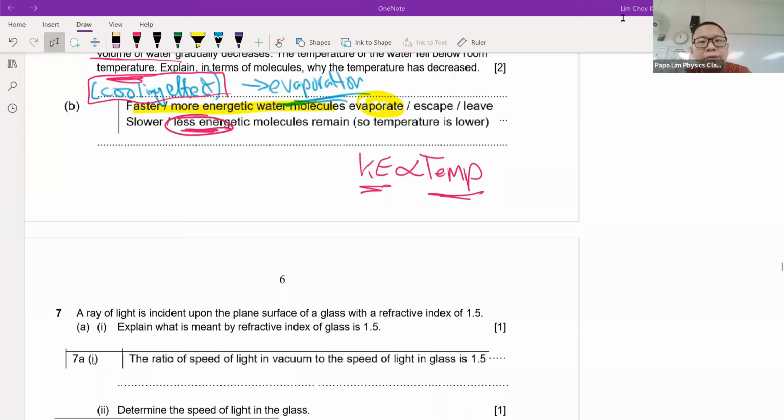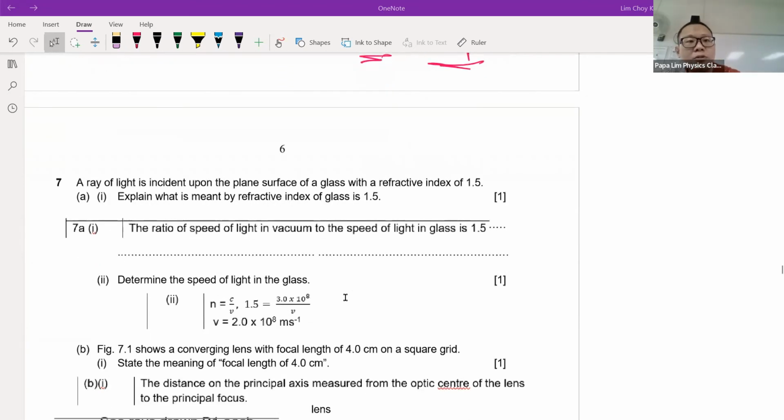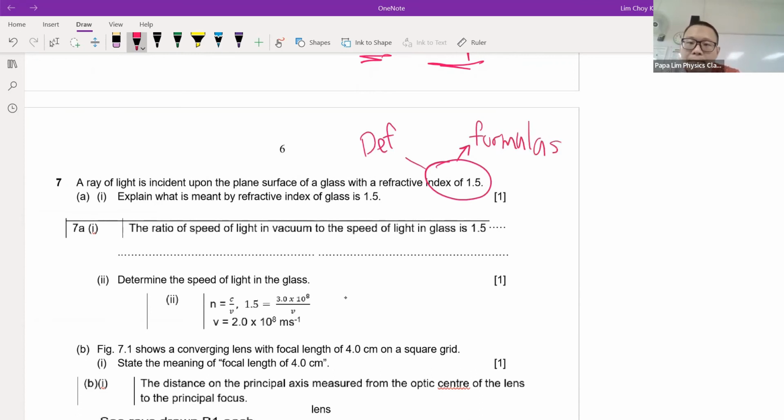Now for question 7, it is a light question, especially dealing with refractive index, so it's more like a refraction question. When we talk about refractive index, you need to know the definition of refractive index. The other component is the formula for refractive index. There are actually two formulas, and you should remember both.